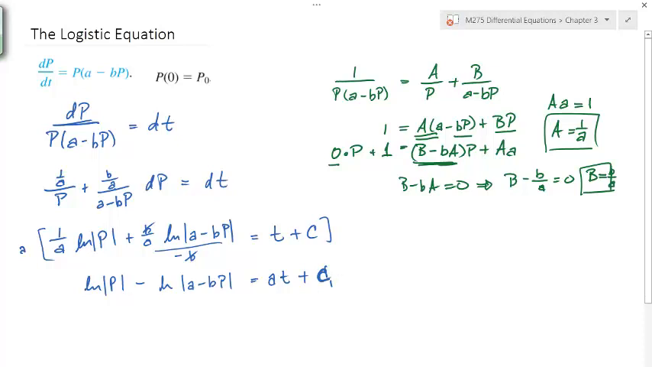So now we can do some simplification work, simplifying. We have the ln of p divided by a minus bp is equal to at plus c1, and if we take the exponential of both sides, we're going to get p divided by a minus bp is equal to e to the at, and then the plus c1 will generate another constant. Let's call that c2.